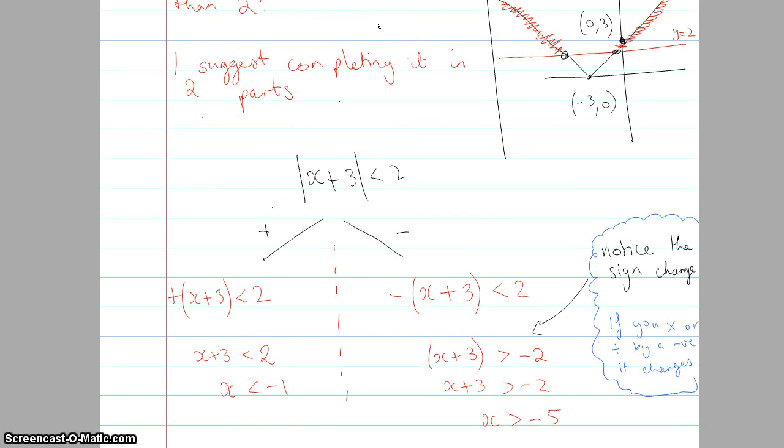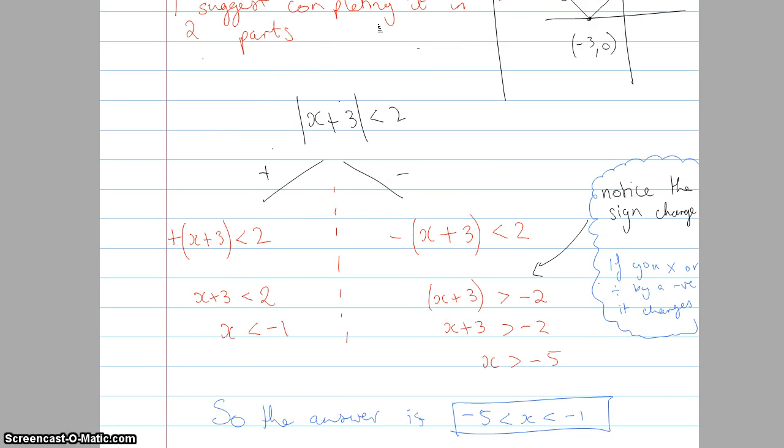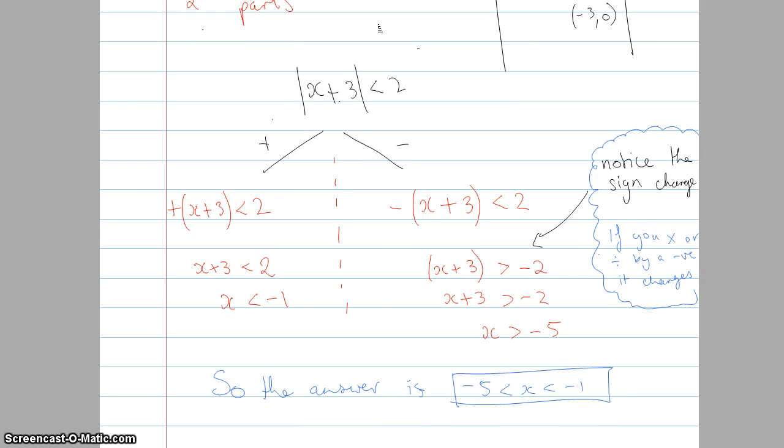Okay, this one gets a little bit trickier though. So I've got a positive part and I've got a negative part. So my positive part, x plus 3 is less than 2. I can solve that relatively easily, and I get x is less than negative 1. Okay, that's not too bad. The next one's a bit trickier. This is a negative. If I divide both sides by a negative, or multiply both sides by a negative, then you have to change the sign.